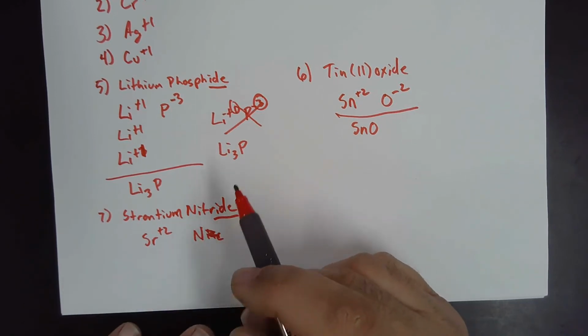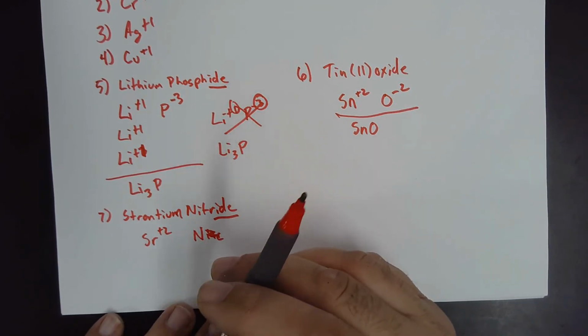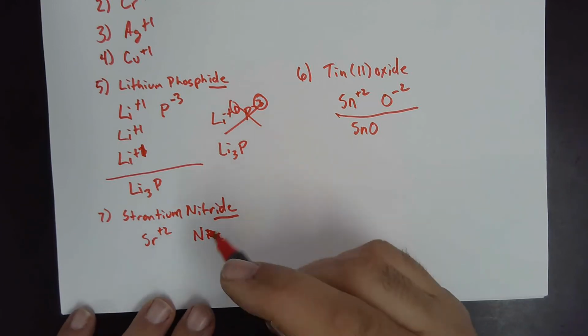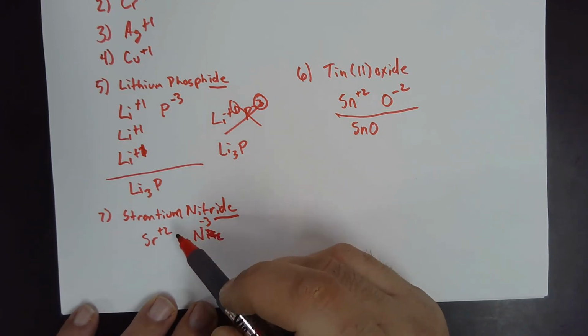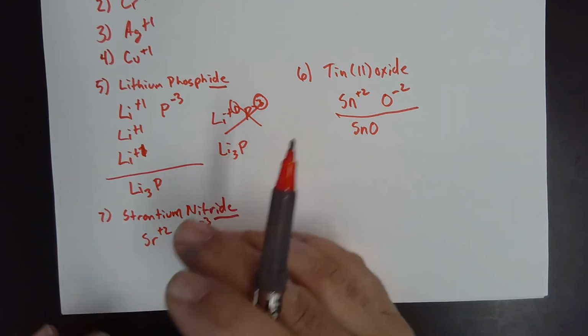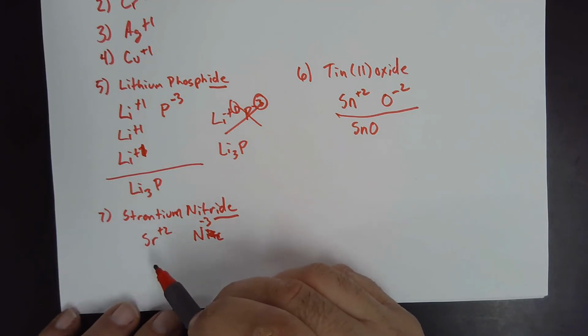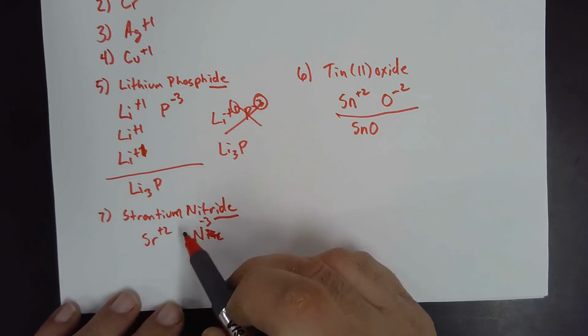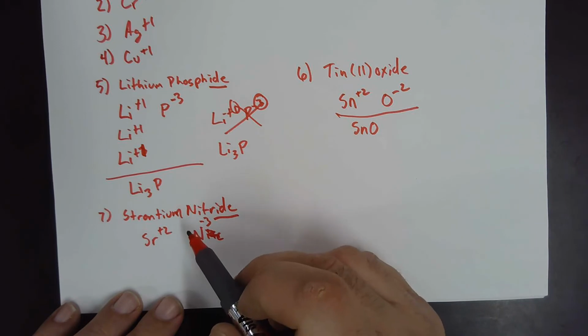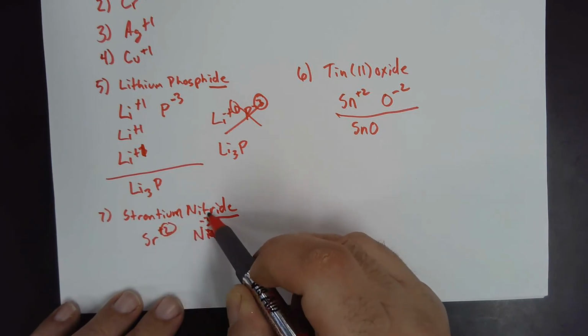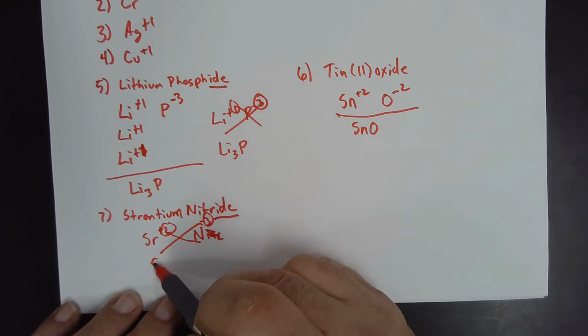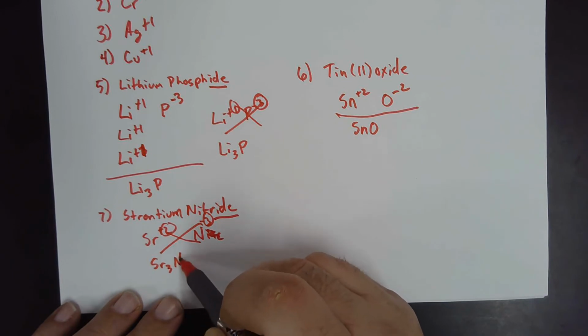What am I writing out loud? Nitrogen is in group 5A. What charge will it make? -3. So I really don't have a lot of room to just spread it out, so I'm just going to do a crisscross here, okay? I see that 2 and 3 are not divisible by any number other than 1. So I'm just going to crisscross this and end up with Sr3N2.